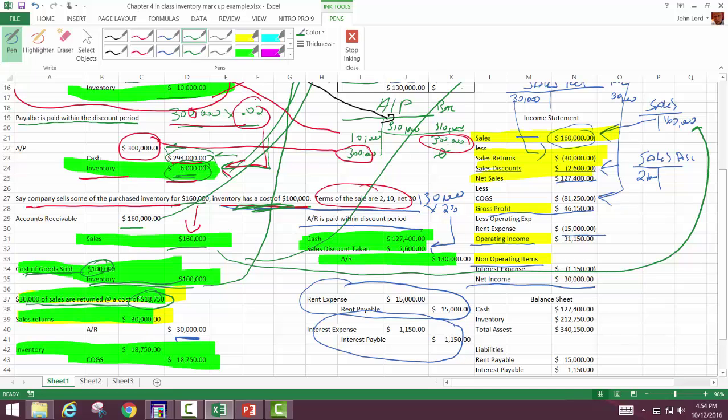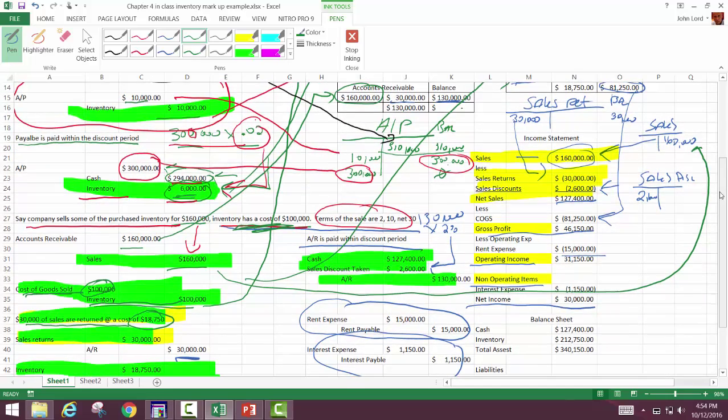So since he sent that back, do I have a sale anymore? I don't have a sale anymore, and I don't have a receivable for that anymore. So I credit that 30,000 to my accounts receivable. Now it's 130, isn't it? It was 160. I credited the receivable because he's not going to pay me for that 30,000, since he's sending me that stuff back. And I debit an account called sales returns.